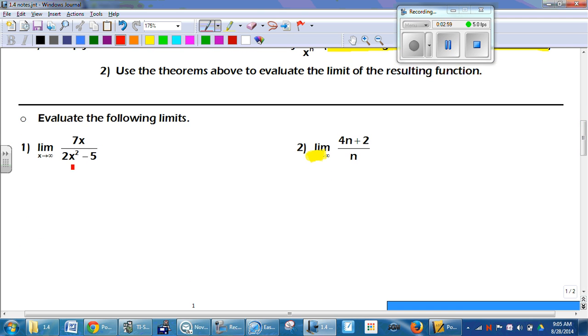The biggest degree on the bottom is 2. So we're going to multiply the top and bottom by 1 over x squared. And as long as we're multiplying top and bottom by the same thing, we're not changing what this is equal to, we're just changing what it looks like. We're giving it a facelift. Alright, so we get the limit as x approaches infinity. Multiply 7x times 1 over x squared, we end up with 7 over x, right? The x here cancels out with one of the 2 on the bottom. And then on the bottom, 2x squared times 1 over x squared, we're distributing this to both of these. We end up with 2 minus 5 over x.